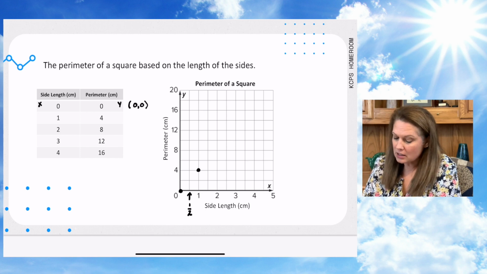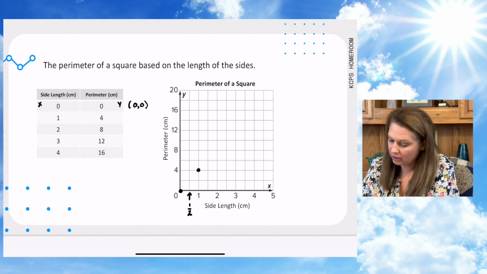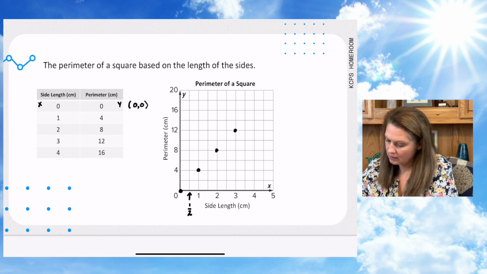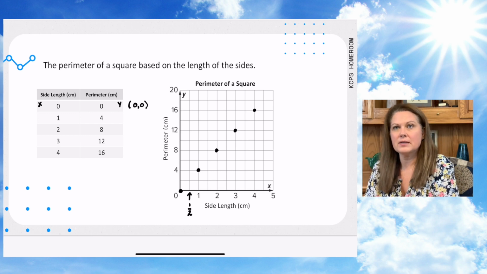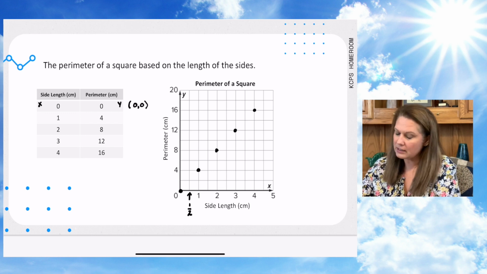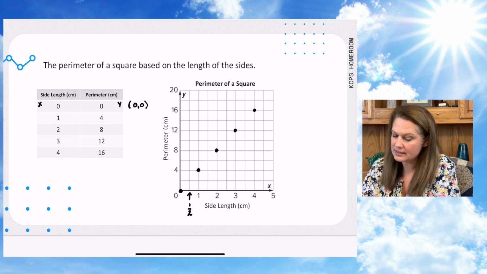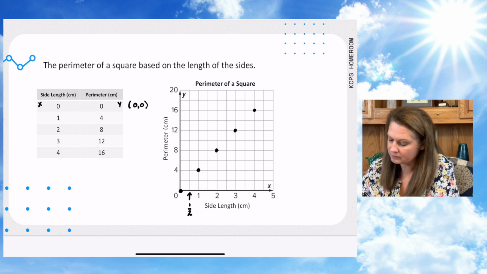Okay, so our third ordered pair is going to be 2, 8. Then we have 3, 12. And then we have 4, 16. As you can tell already, our line is going to be in a straight line because I've already drawn an imaginary line and I can see that straightness coming through.